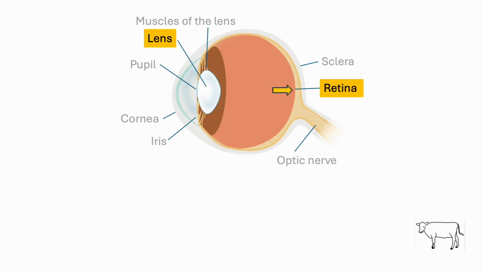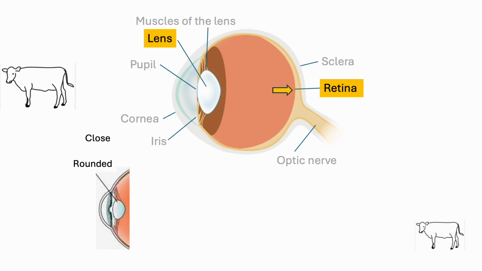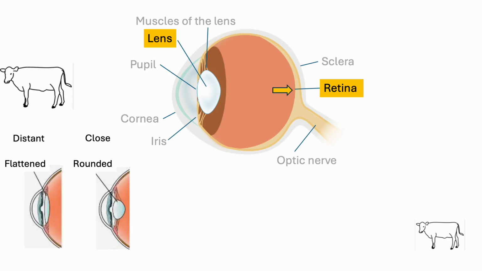The lens needs to be flexible and change shape to accommodate seeing objects at different distances. When you look at an object which is close by, the lens has a more rounded appearance. But when the object is further away, the lens becomes flattened.